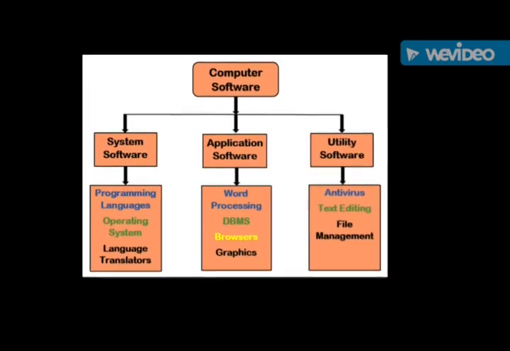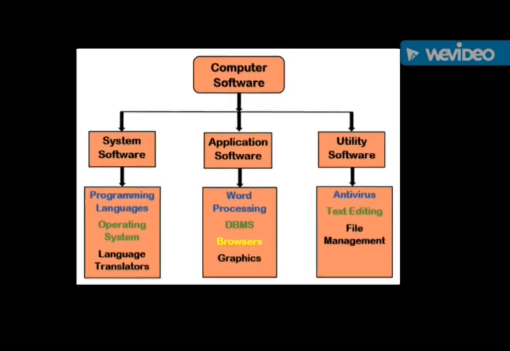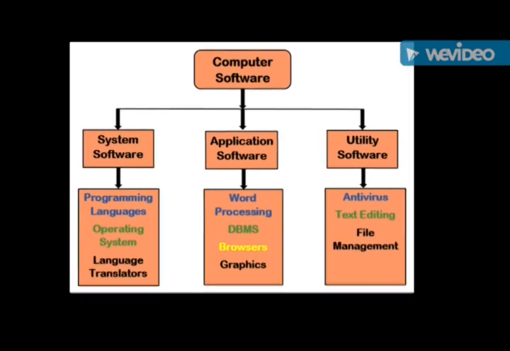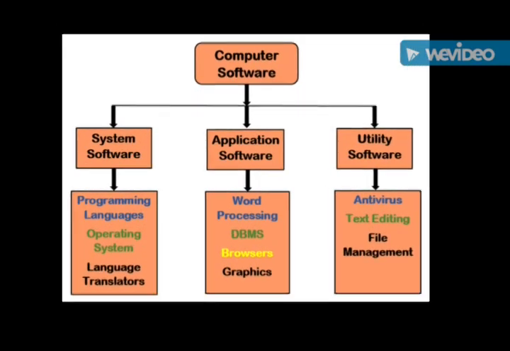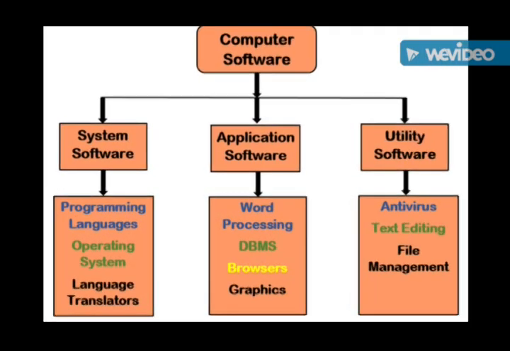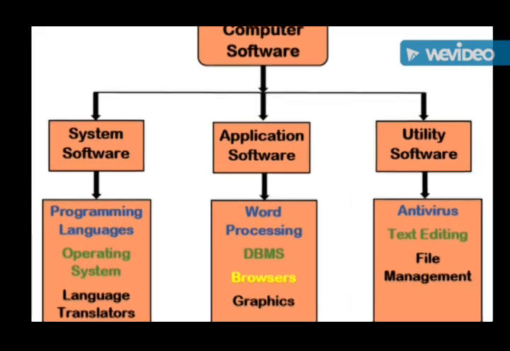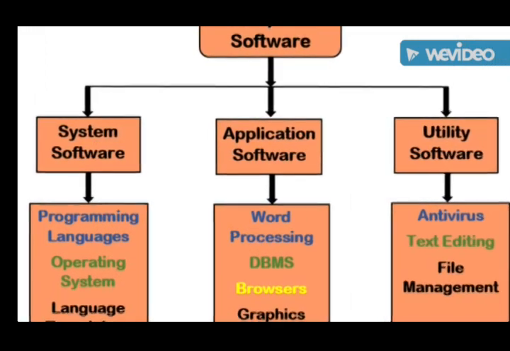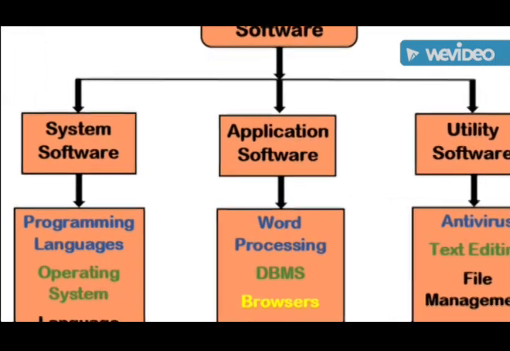Computer software is classified again into system software, application software, and utility software. That involves programming languages, word processing, and antivirus. Utility software is special purpose software, like banking software. So these are the categories.